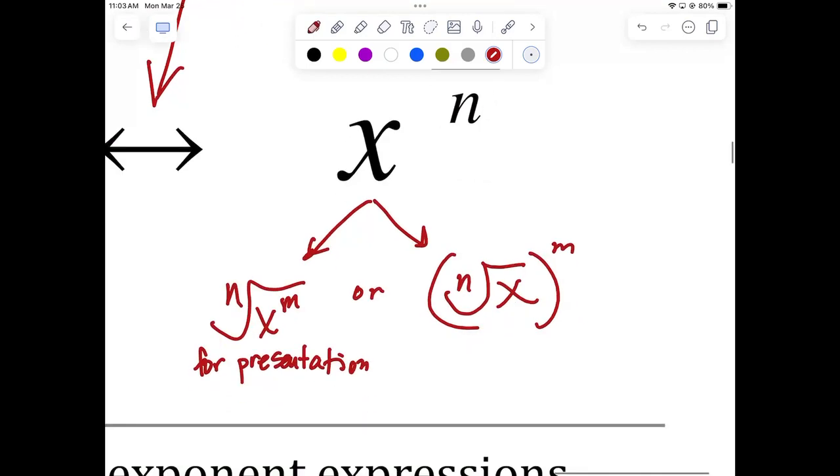Okay? This one is for using. You got it? If I actually want to evaluate something, I'm doing the one on the right. I'm going to make it small before I make it big. But if I'm writing a final answer and I don't want to have an extra set of parentheses there, this works fine. Okay? It means the same thing. Everyone knows that. That's why we don't have to have the parentheses. So for presentation, for using. Got it?